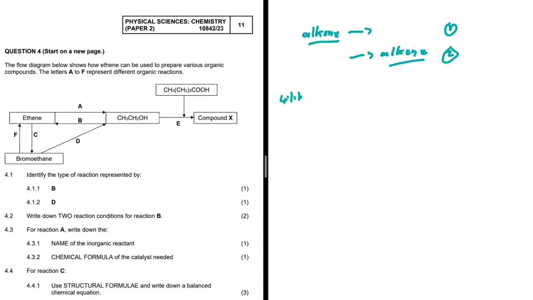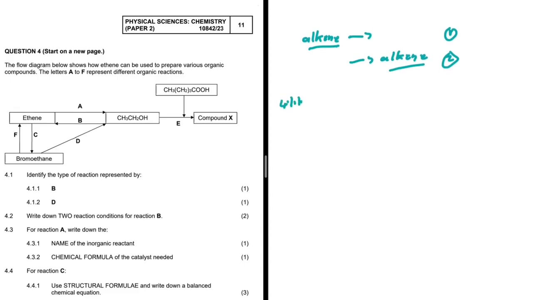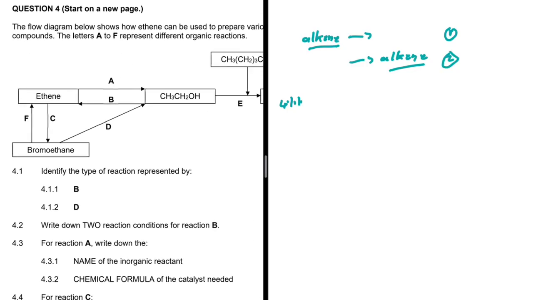So 4.1.1, identify the type of reaction represented by B. So take a look at reaction B. Does it start with an alkene? No, it does not. It starts with an alcohol. So it cannot be an addition reaction.